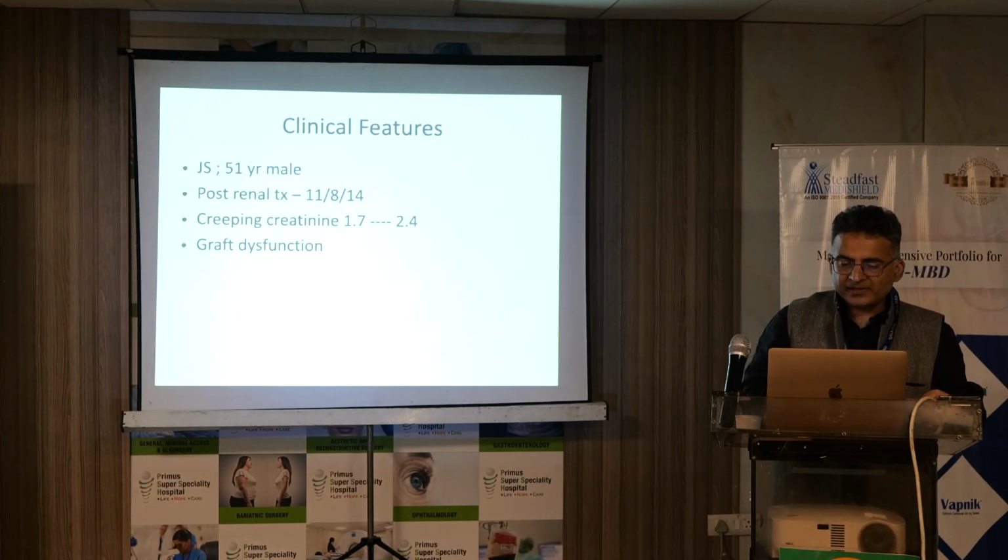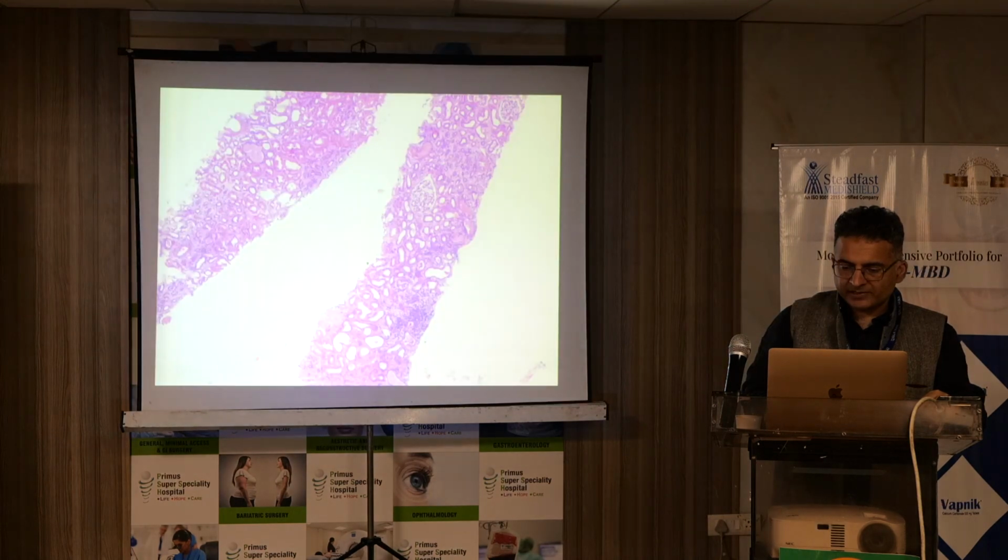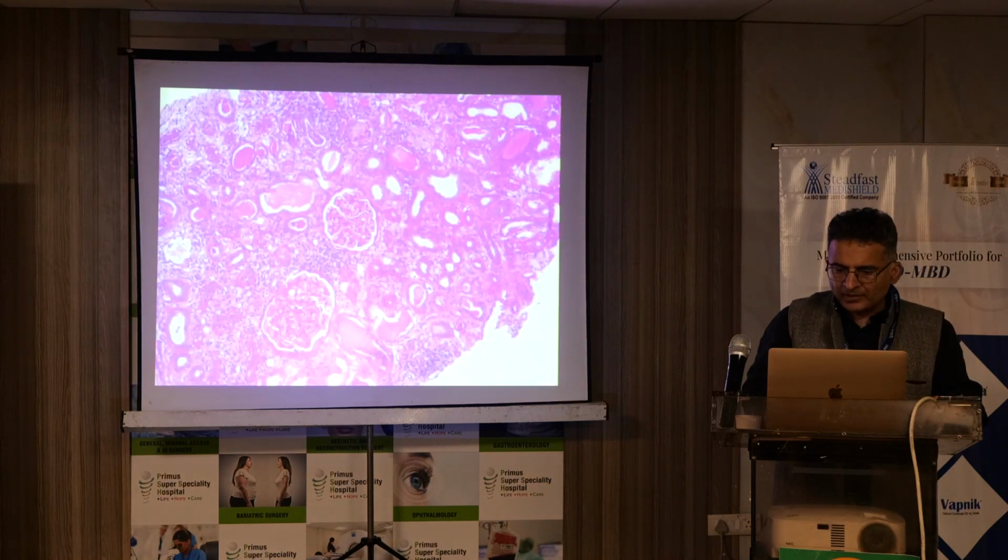So there was creeping creatinine, 1.7 to 2.4, graft dysfunction. At this magnification, you can see blue cells. So possibly you will think I am dealing with a rejection kind of thing. This is a PAS stain. The important thing is that in the PAS stain there were some casts which were PAS negative.